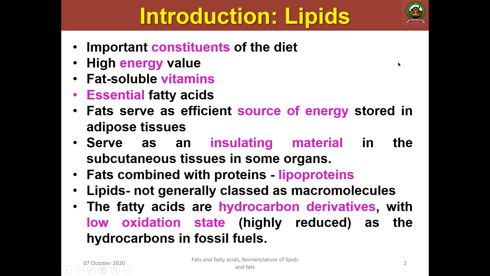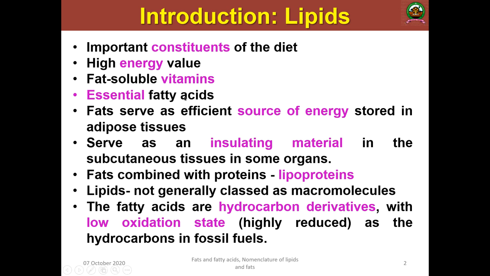As you all know, lipids are one of the important constituents in the diet, and they act as high energy components. 1 gram of lipid can yield approximately 9.2 to 9.6 kilocalories of energy, but in the case of carbohydrates or protein, it is between 4 and 5 kilocalories per gram. Lipids are also an excellent source of vitamins, because some vitamins are soluble in fat. Those are known as fat-soluble vitamins. The other class is water-soluble vitamins.